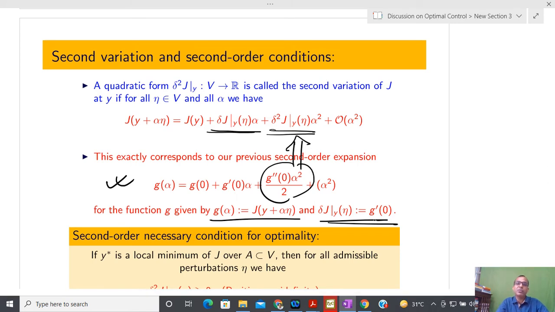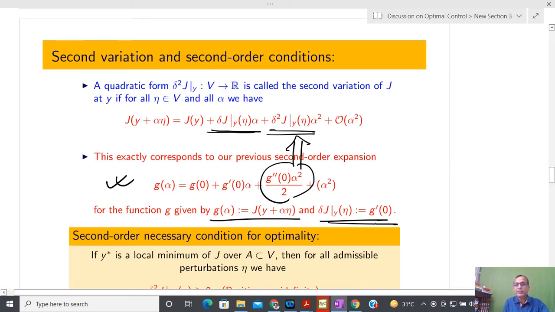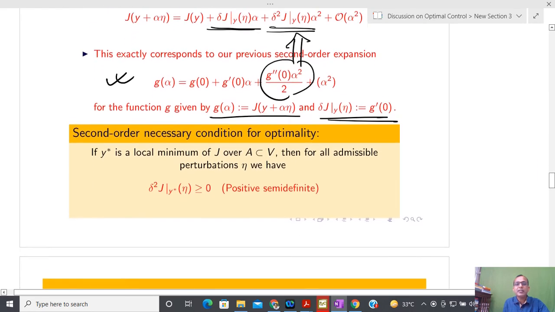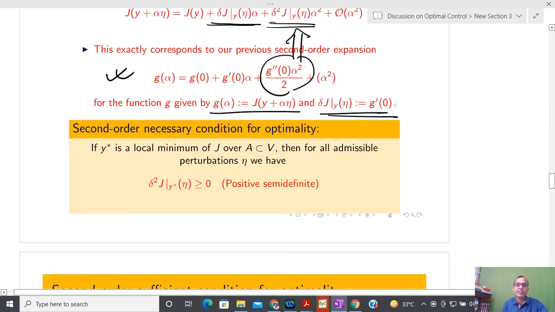Those who have not attended the finite dimensional optimization lectures on necessary and sufficient conditions, first order variation, second order variation, please check the lecture again. And again, with the help of this I am able to formulate the second order necessary condition, and the proof is again the same: we are going to assume that this is greater than 0, otherwise you can assume that this is less than 0, and you can create some kind of contradiction.